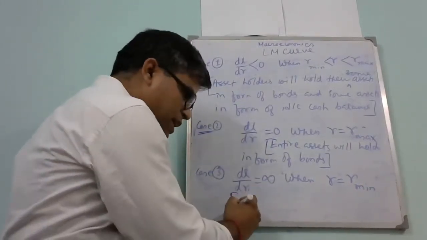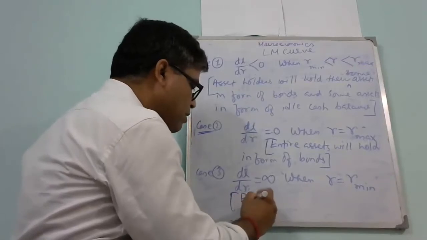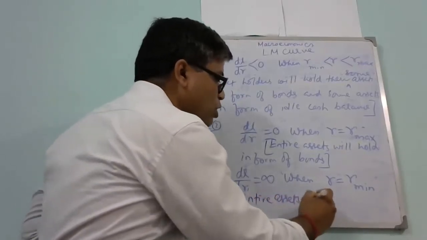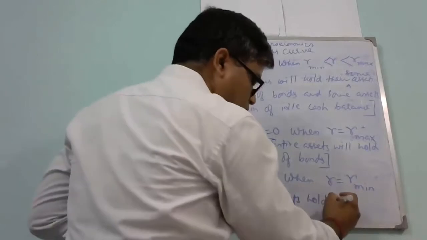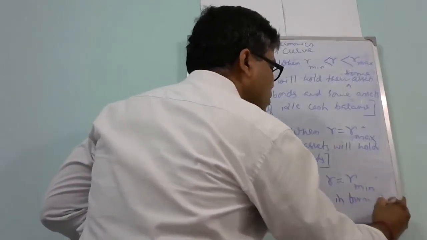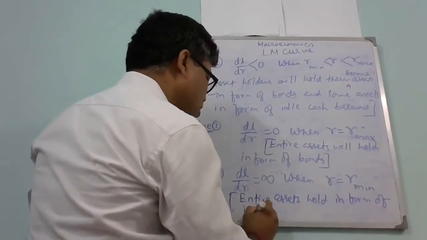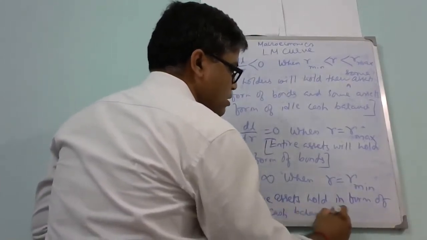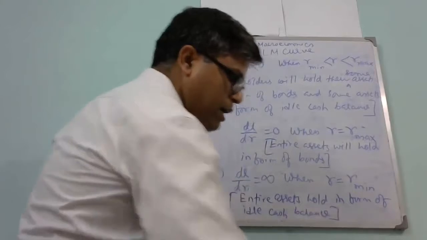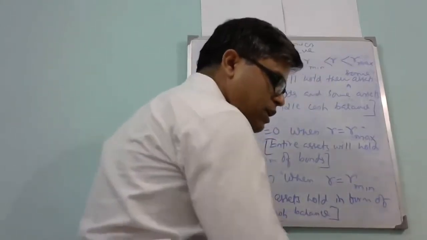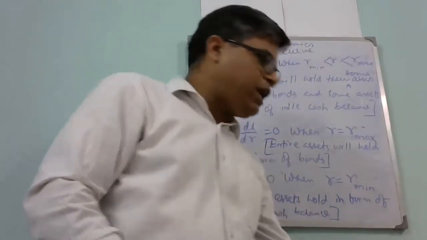In this case, the entire assets are held in the form of idle cash balance. Okay, idle cash balance. So we understand these three situations, what happens in each.